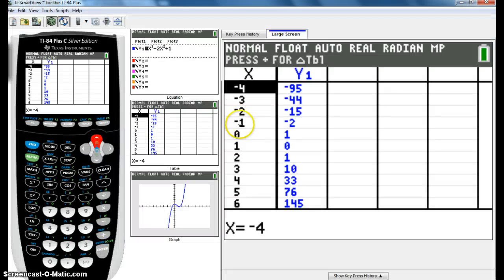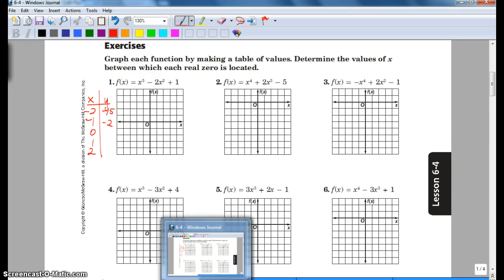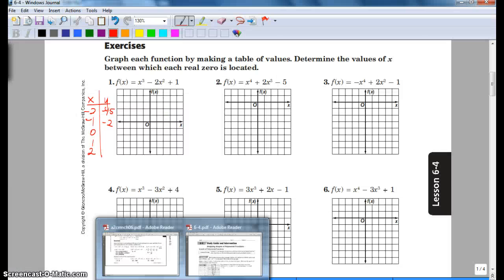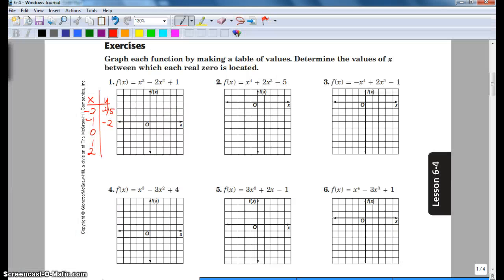Again, negative 1, negative 2. I'll just write 0, 1, and 2. And finishing these values off, we can see then 0, 1, and 1, 0. Okay. And 2, 1. Alright. So these 5 values should be pretty nice as far as getting the graph down.